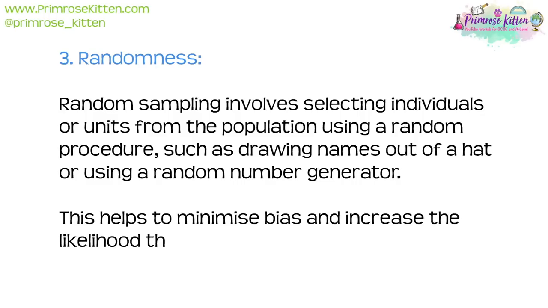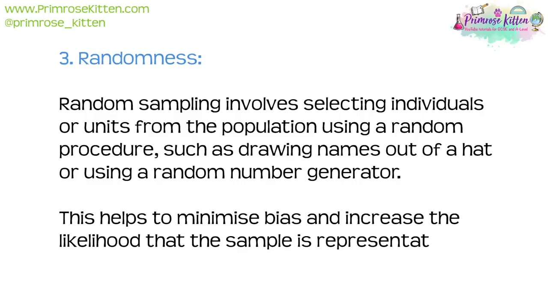Randomness. Random sampling involves selecting individuals or units from the population using a random procedure, such as drawing names out of a hat or using a random number generator. This helps to minimize bias and increase the likelihood that the sample is representative of the population.